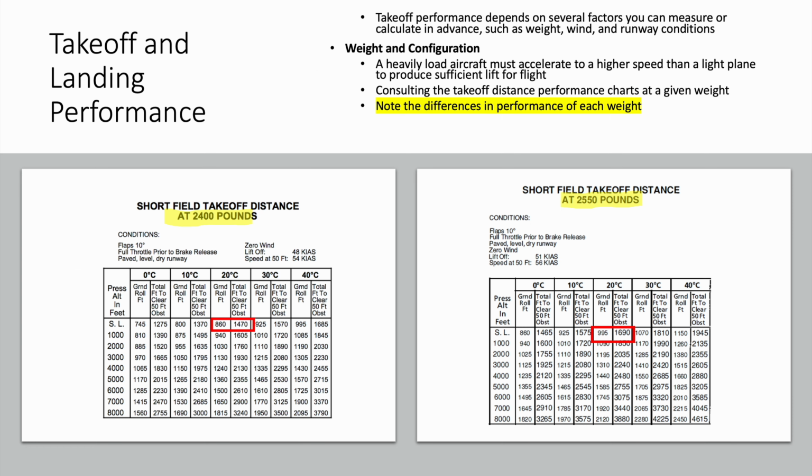Takeoff and landing performance. We showed a few short field takeoff tables. One of the differences is going to be weight. You have a few options in the Cessna POH, which is another reason why you'll need to calculate weight and balance. So performance at 2,400 pounds versus max weight 2,550. And you can just compare the distances.